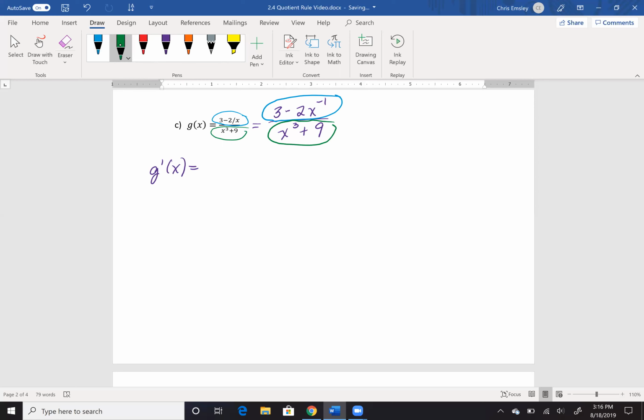Okay, so the quotient rule says write down the function you see in the bottom, multiply it by the derivative of what you see on top. The derivative of 3 is 0, and then here we get negative 2 times negative 1, x to the 1 less power, minus, write down your function from the top, multiply it by the derivative of the bottom, whole thing over the bottom squared.